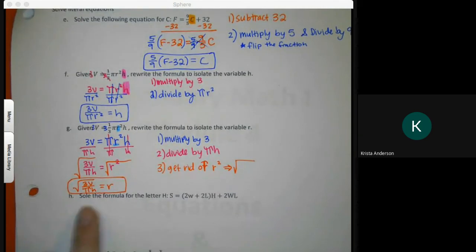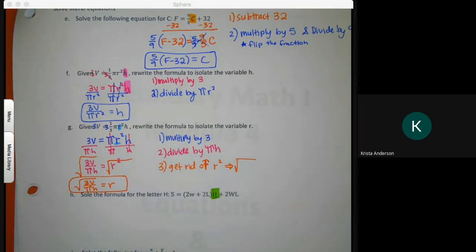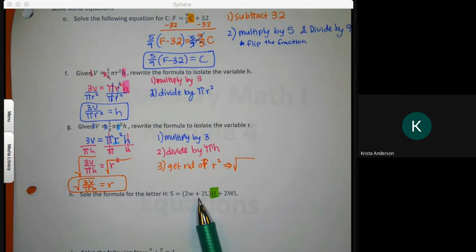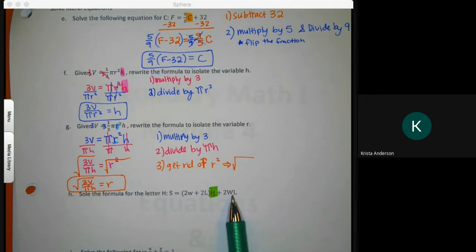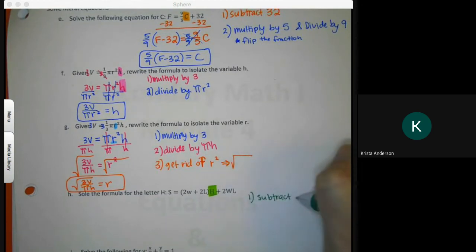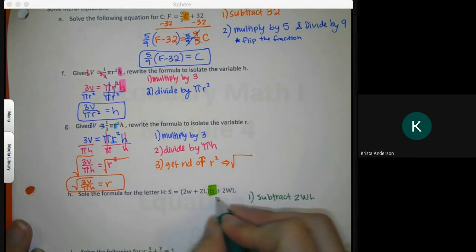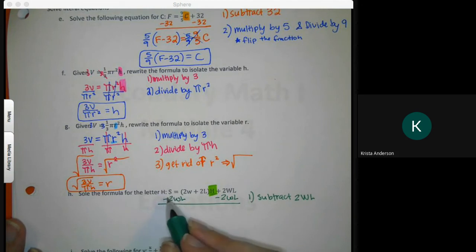H. It wants me to solve for the letter H. Do you see any plus or minus signs that I can move away from H? Can I move the 2W or the 2L by adding or subtracting when they're in parentheses like this? I can't. When they're in parentheses, I can't add and subtract them. But this little piece is just hanging out. It's not in parentheses. I can move it. I'm going to subtract the 2WL. That means I'll have an S on the left, and I'll have a minus 2WL.